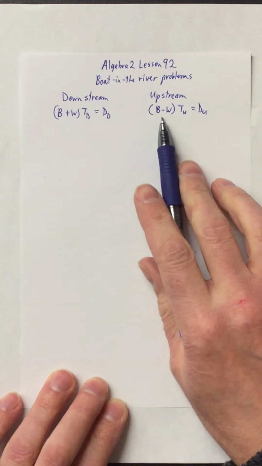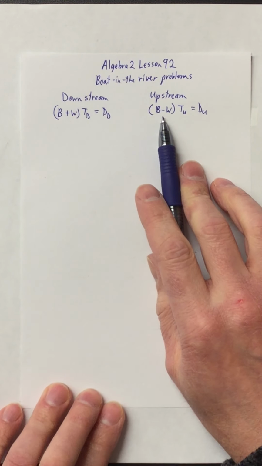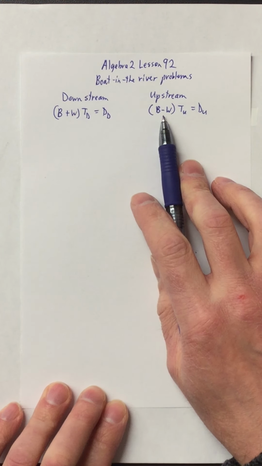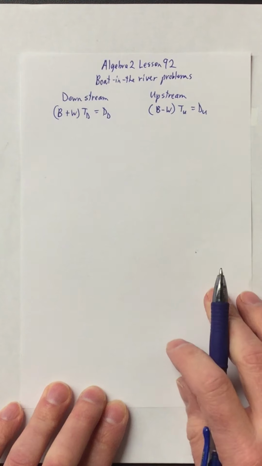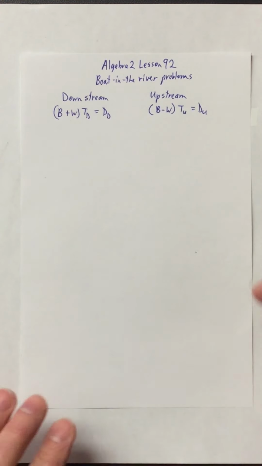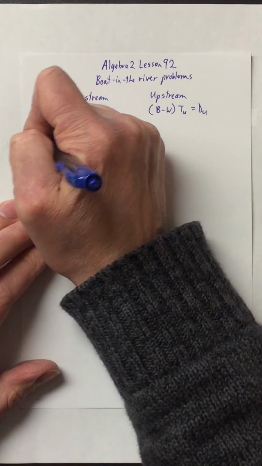Downstream, they work together. Upstream, we subtract the rate of the water because the boat is going against the water, and therefore it slows it down. So let's look at example number 1 and work through that.